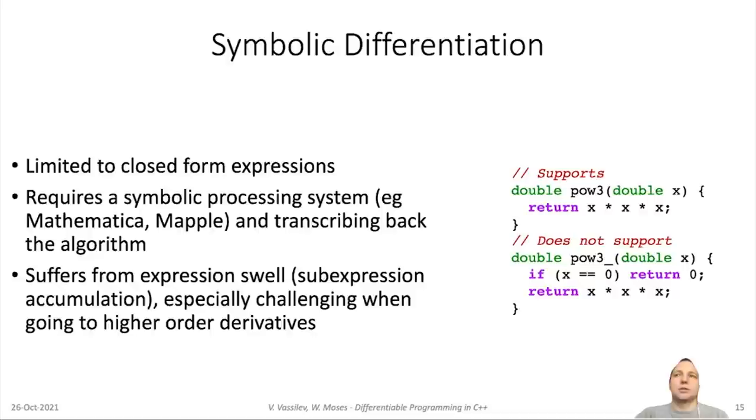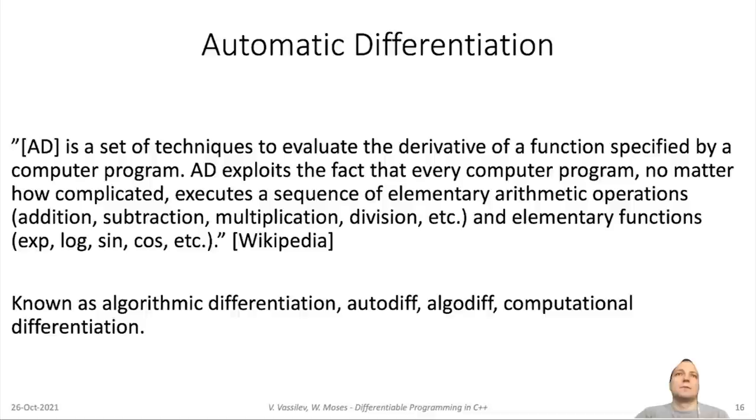Automatic differentiation, on the other hand, exploits the fact that every computer program can be decomposed into a set of elementary arithmetic operations, such as addition, subtraction, division, and multiplication, and elementary functions, such as exp, log, sine, and cosine, whose analytical derivatives are known from differential calculus. Automatic differentiation is known as algorithmic differentiation, autodiff, algodiff, and computational differentiation.